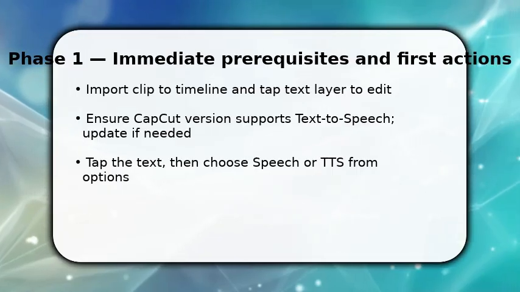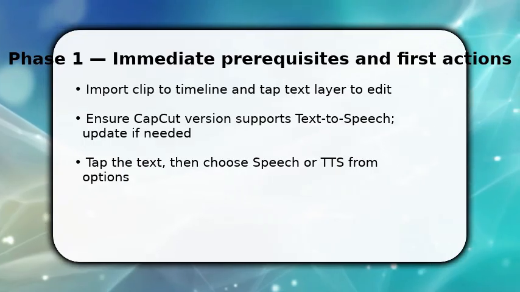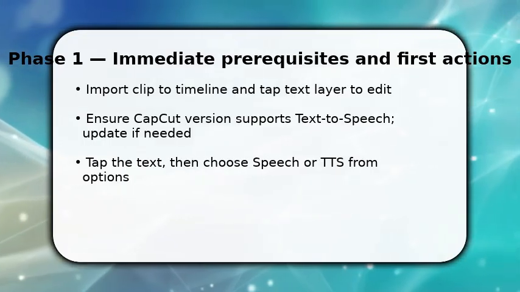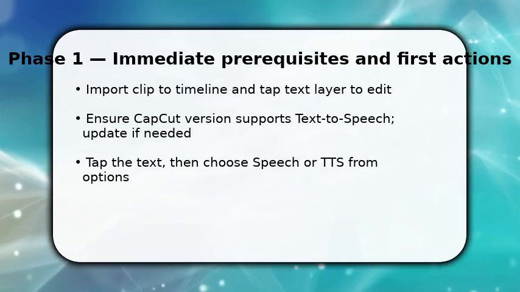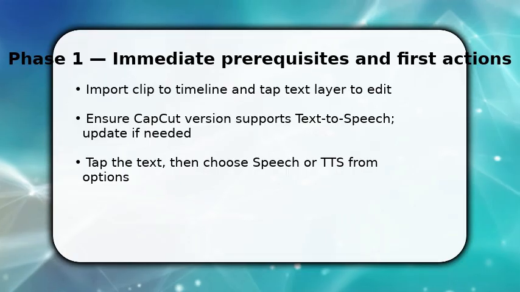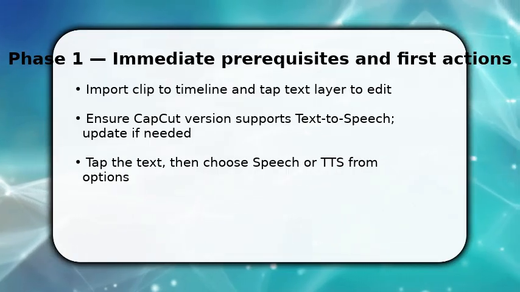You start by opening your project and selecting the clip with the text you want converted. Tap the text layer so editing tools appear. This direct action brings up the speech or TTS option. Make sure your app is updated, because older builds hide language choices.